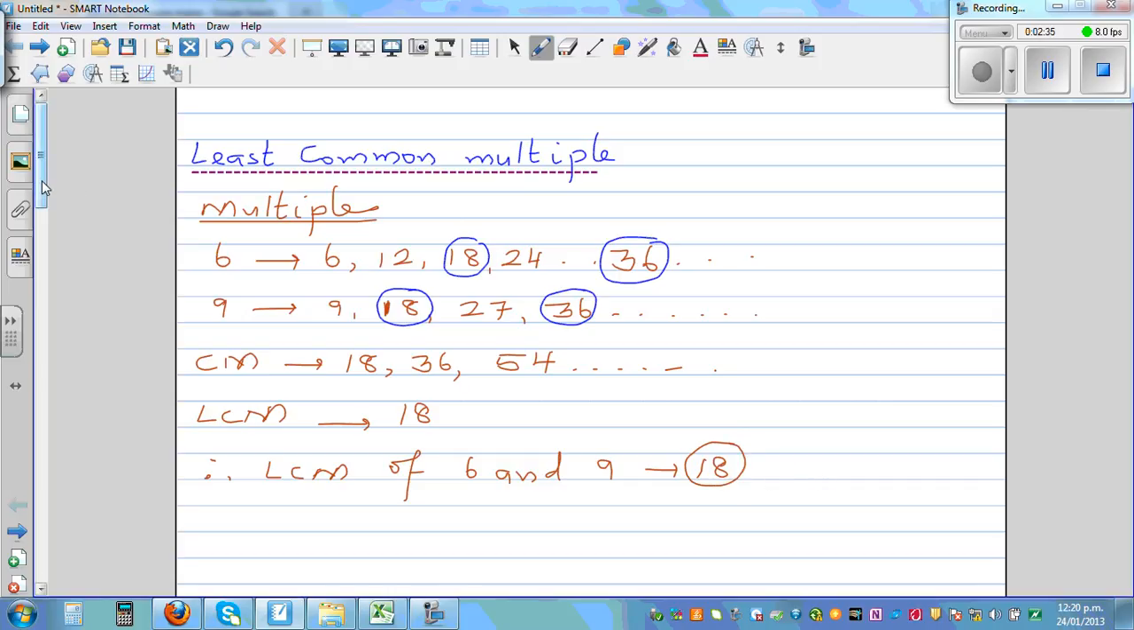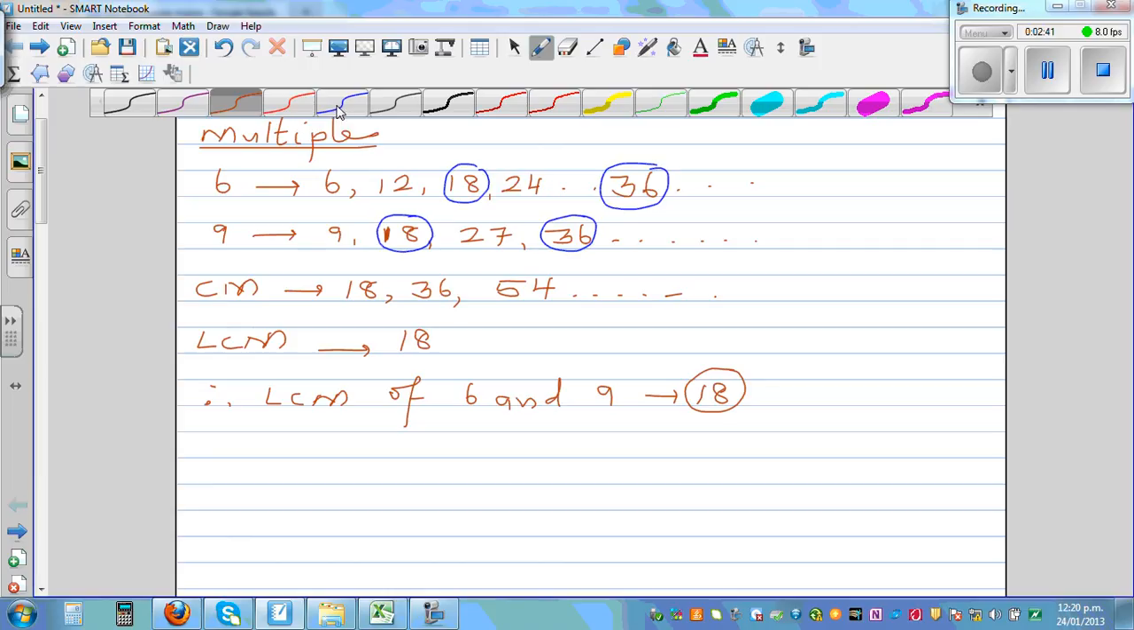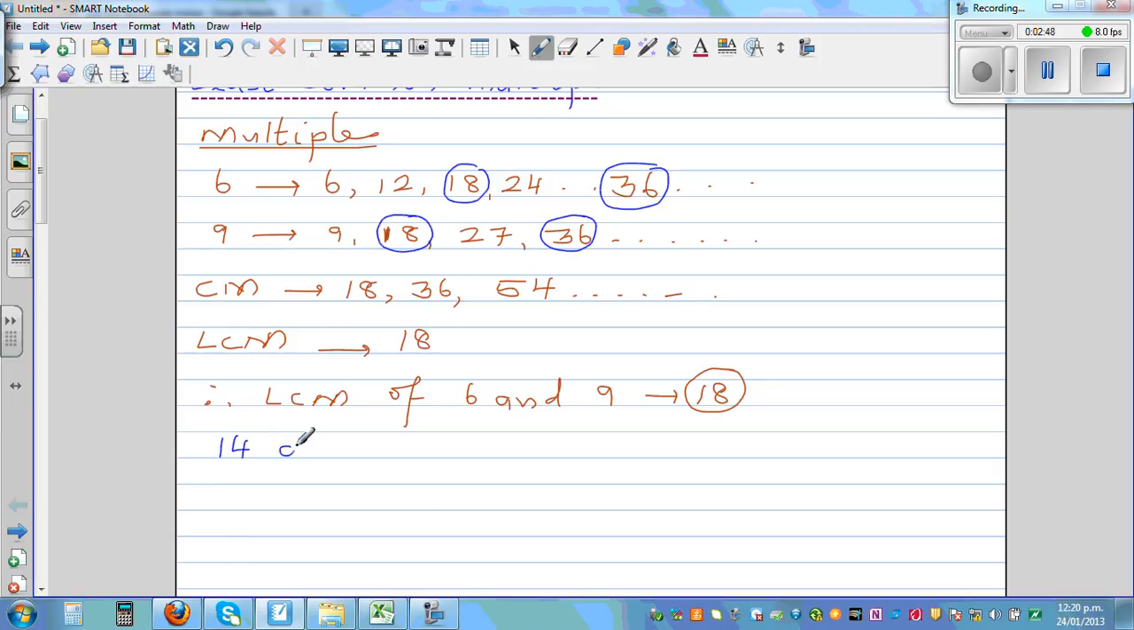Now, is there a better way or a faster way to find the least common multiple? Let me give you one more example before I show you the method. Say let's take 14 and 21. We want to find the least common multiple of 14 and 21. Let's do the long way. Let's write the multiples of 14. You just start with 14 and keep adding 14.